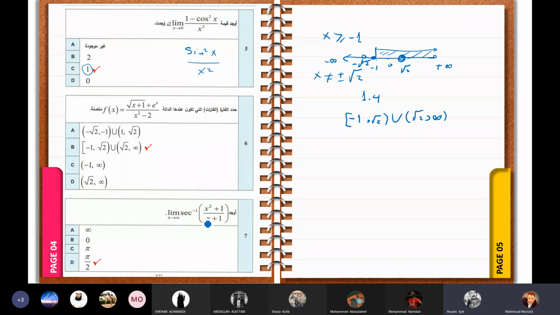So first I have to find the limit of x squared plus 1 over x plus 1 when x approaches infinity. As you see, the order of the numerator is greater than the denominator. The power here is 2, here is 1. So it's infinity. The inverse secant of infinity is what? Pi over 2.